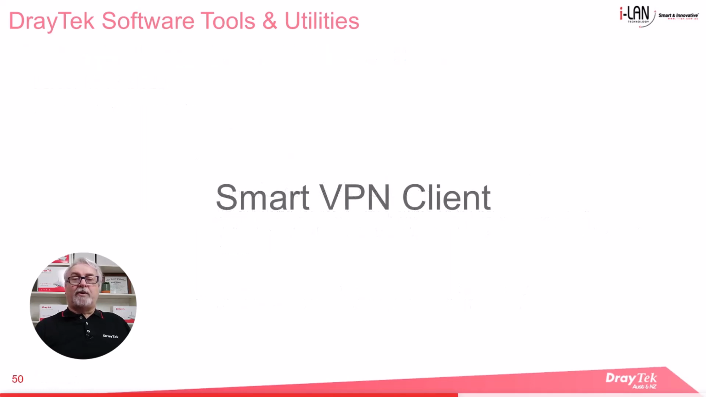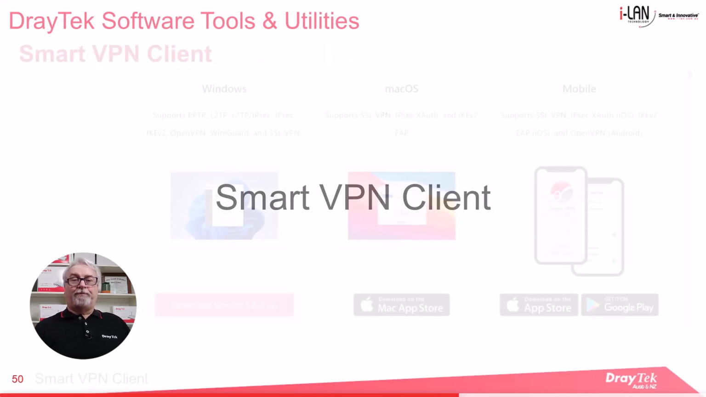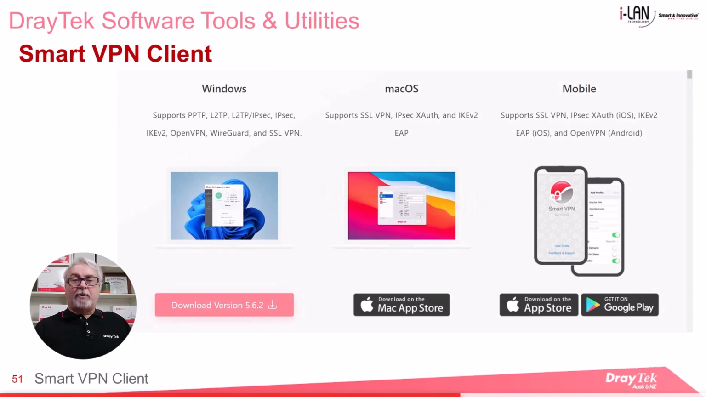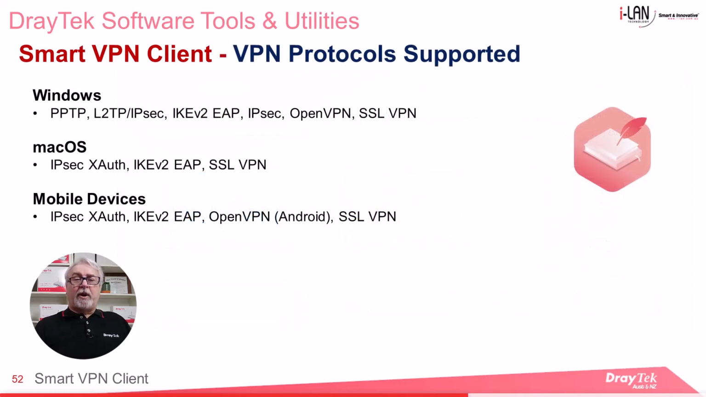The final application we'll discuss is the Smart VPN Client. There are 3 versions available. These are for Windows, Mac OS and mobile devices. These are free and are available from the downloads page on our website for the Windows version and from either the Apple App Store or Google Play for other devices. Several VPN protocols are supported and these are dependent on the platform that is used. For example, the Windows version supports PPTP, L2TP/IPsec, IKE version 2 EAP, IPsec, OpenVPN and SSL VPN.